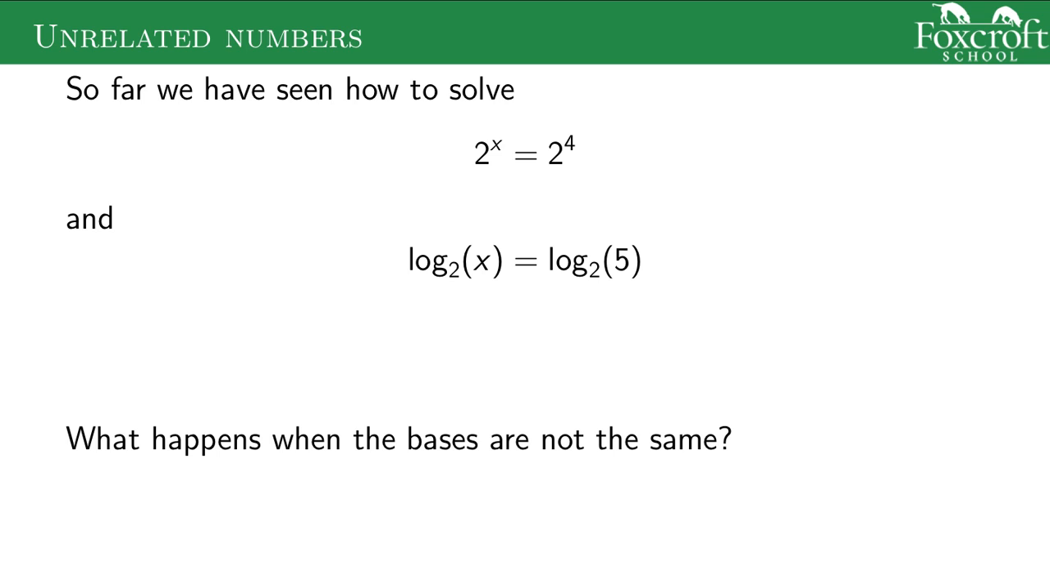All right, so we saw in previous learning objectives in previous units, we can solve these types of equations. If 2 to the x equals 2 to the 4, we know that x equals 4. If log base 2 of x equals log base 2 of 5, we know x equals 5. But what happens if these bases aren't the same? What if we had 2 to the x equals 3 to the 4th? How do we go about solving that?